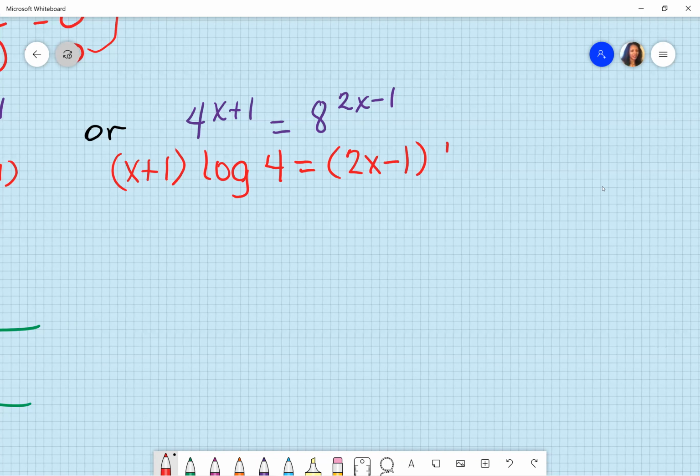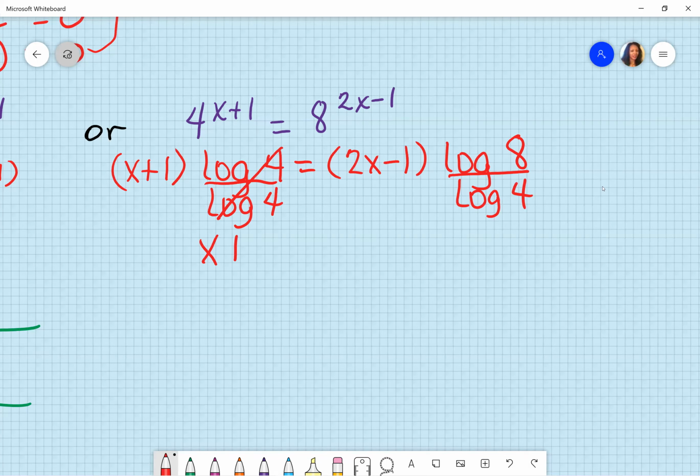I'm going to write the abbreviation log, and then I'm going to bring down my value. At this point, you would try to get rid of the logs, but guess what? They're not the same, so you can't. So what you would do is divide both sides by one of the logs. I choose to use log base 4. When I do that, this side goes away because anything divided by itself is simply 1.